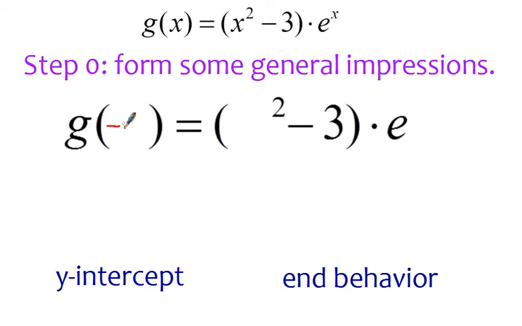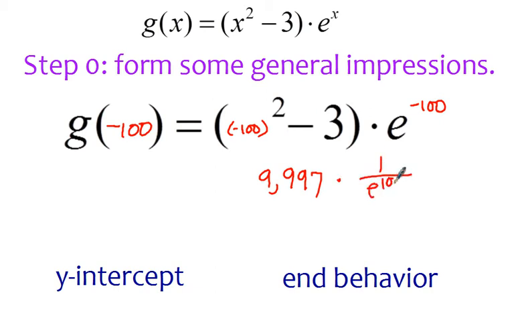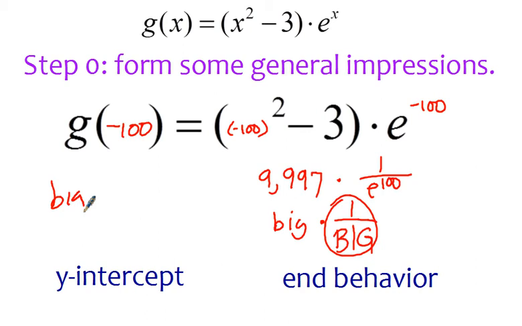What if x is negative 100 or negative 100 gazillion? What should we expect to see? Negative 100 squared is the same as before, and when we take away 3, we get this value. However, this time we're getting the reciprocal of e to the 100th power, and so we get a number that's kind of big multiplied by the reciprocal of a really big number, enormously big. We know that the reciprocal of a big number is small, so we're looking at something kind of big multiplied by something that's really, really small.